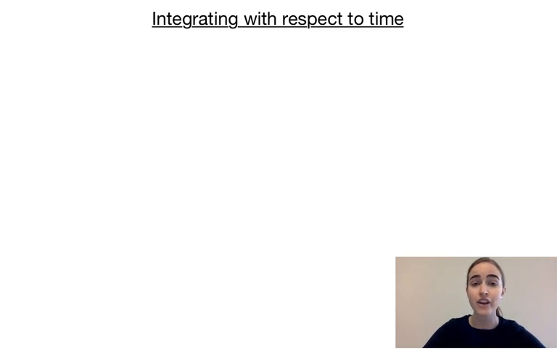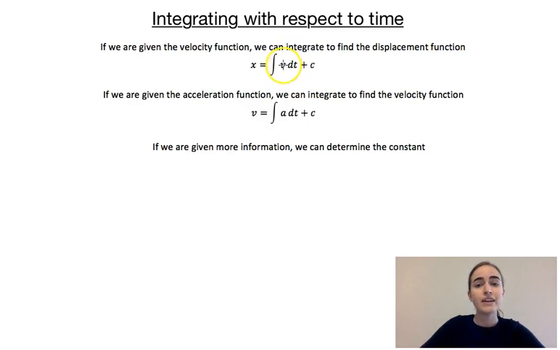So if we have the acceleration, we can find the velocity. And if we have the velocity, we can find displacement. So to write that more formally, if we are given the velocity function v, we can integrate that function to find the displacement. If we're given the acceleration function, we can integrate that to find the velocity function. We need to always remember to add that constant of integration on the end. Now, if we're given more information, we can find the value of that constant of integration as well. So let's have a look at what that looks like with some examples.